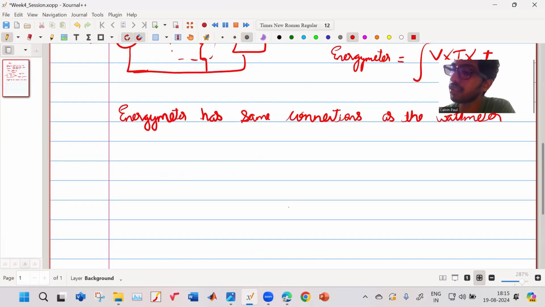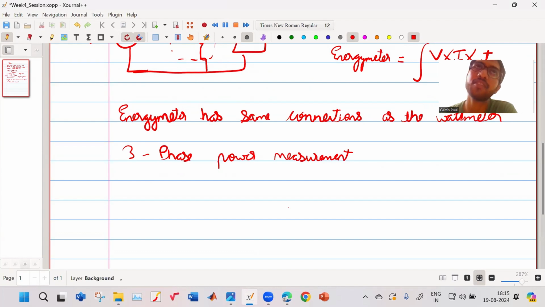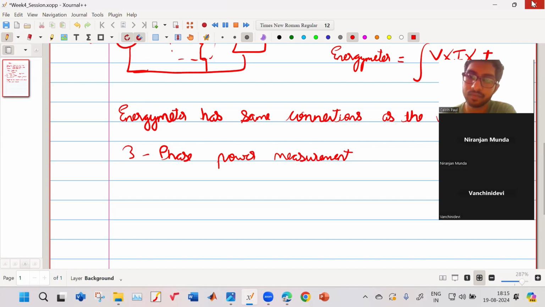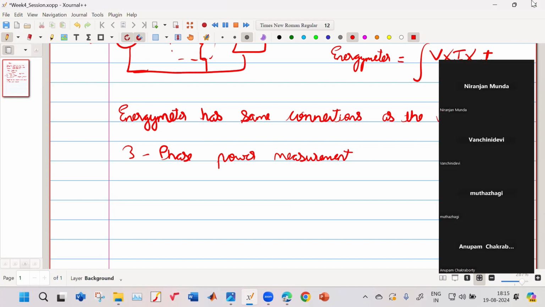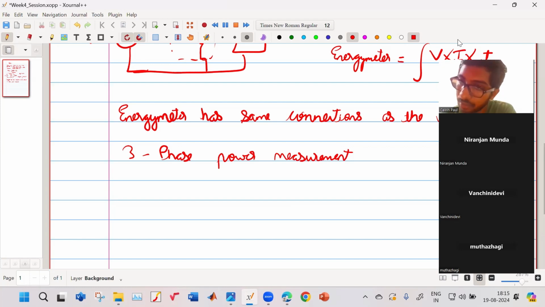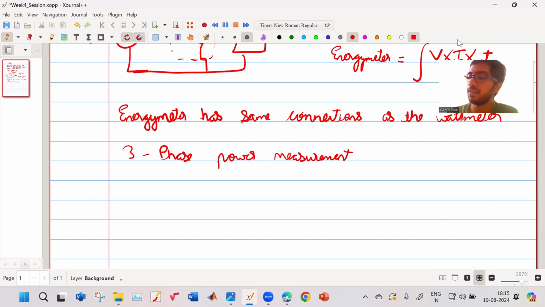Then Sir also talked about three-phase power measurement. So the AC supply which comes to your house, is it single phase or three phase? Single phase, sir. Single phase, okay. Usually to most houses, it will come at your socket as a single phase supply.